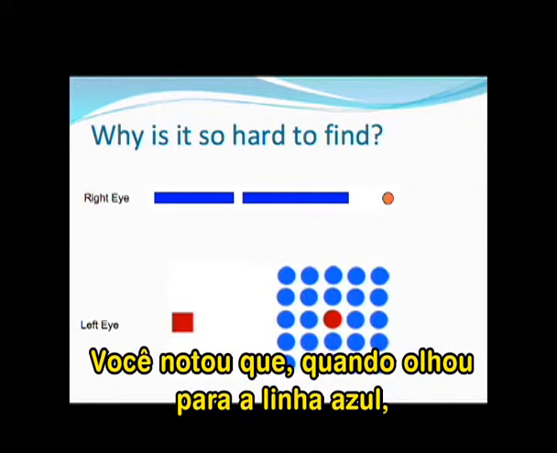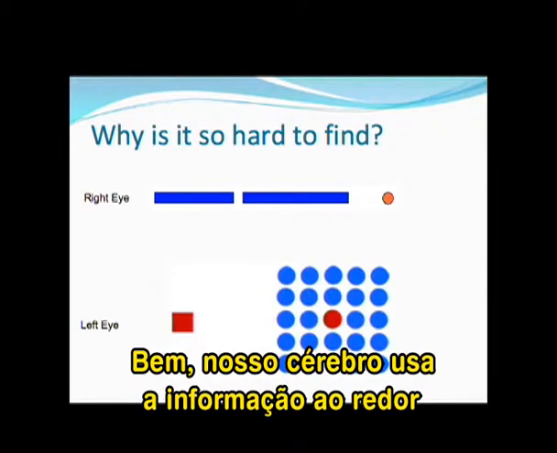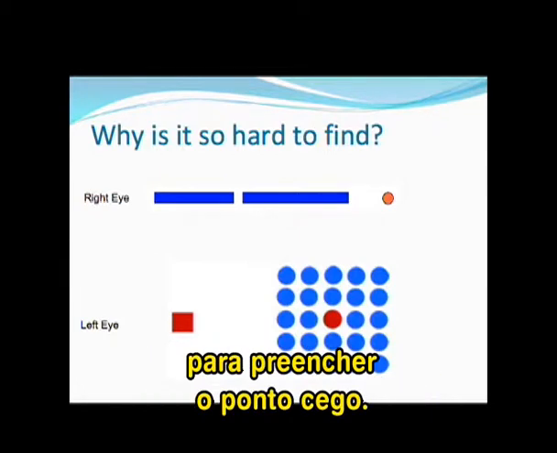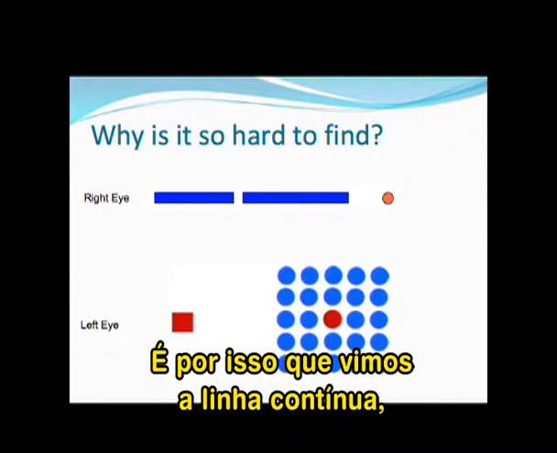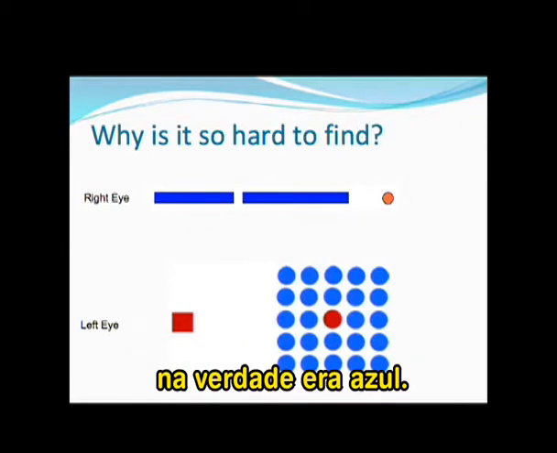Did you notice that when you looked at the blue line, it looked continuous instead of segmented? Well, what our brain does is it uses the surrounding information to fill in our blind spot. And that's why we saw the line was actually continuous, and also the reason why we saw that the red circle was actually a blue circle.